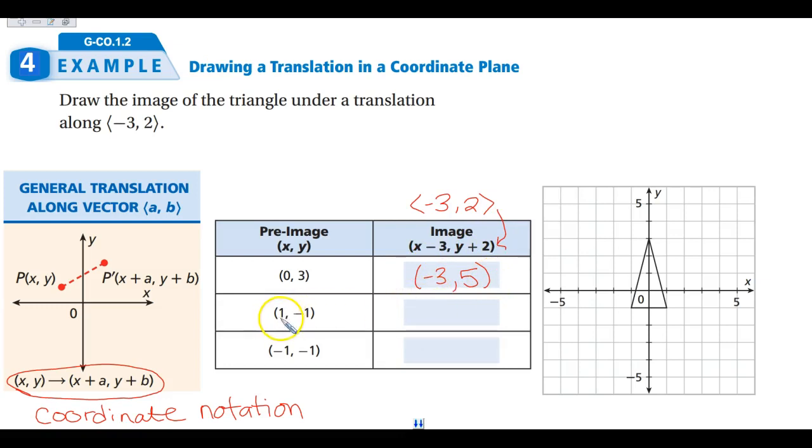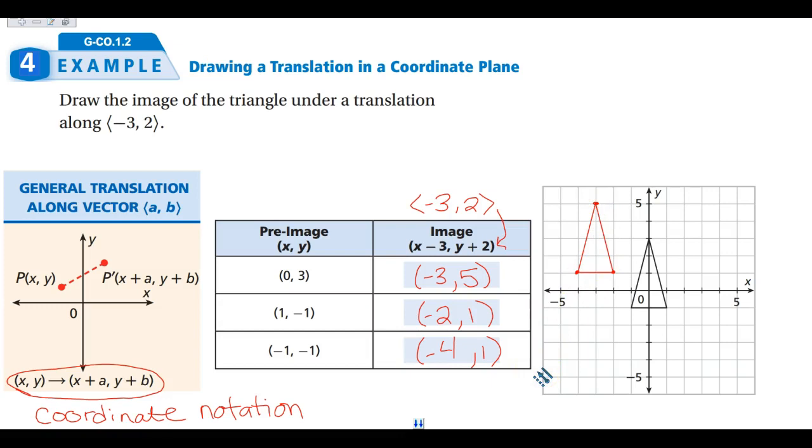All right, so looking at the next one, we have 1. We're going to do 1 - 3, which is -2. -1 + 2 is a 1. And -1 - 3 is a -4. And again, -1 + 2 is a +1. So then we're going to go ahead and graph these points. All right, we're going to get (-3, 5), which is going to be right here. Then we're going to have (-2, 1) and (-4, 1). And then from here, we are going to connect our points together. So now we have successfully graphed the translation of our triangle.